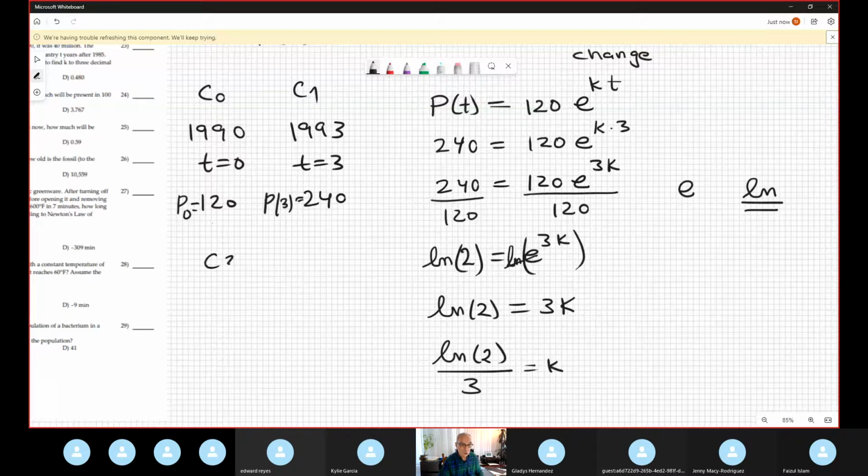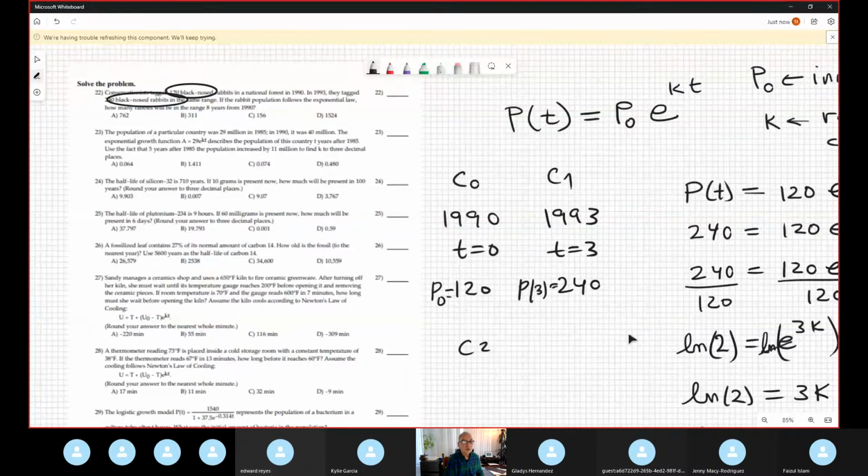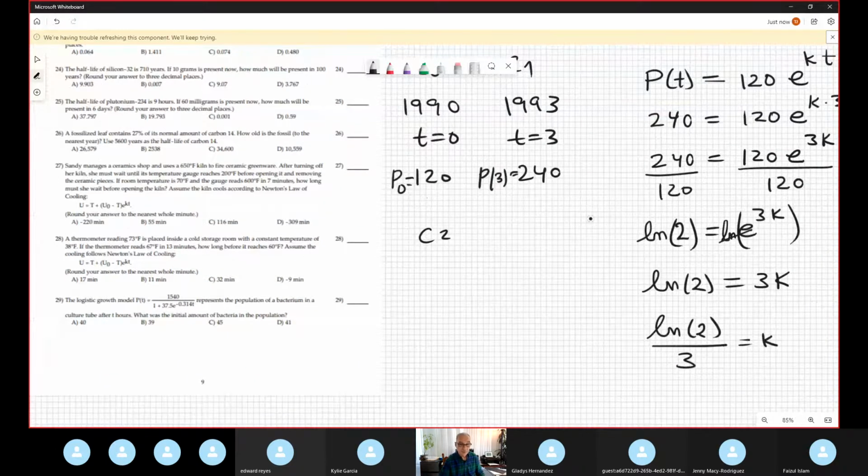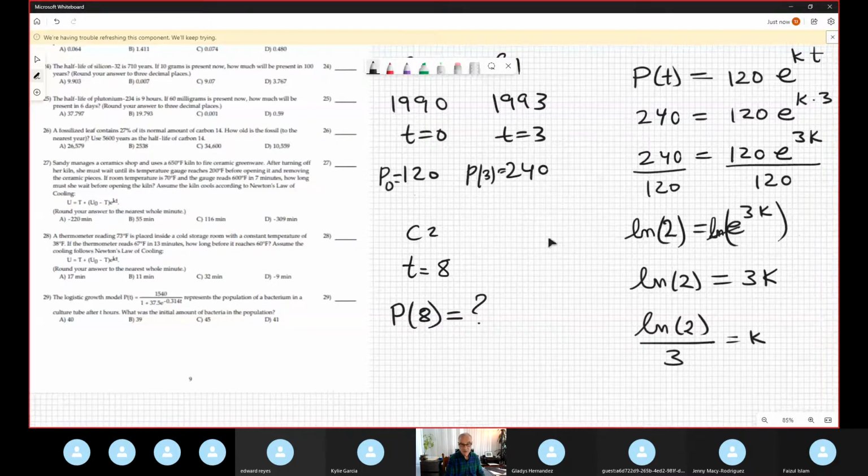In condition 2, I have no idea. Let me read again the problem. The condition 2 says, I want to find in 8 years later, 8 years later to 1998, I suppose. So at t equal 8, how many rabbits do we have? Population at 8. This is my goal, my final answer.